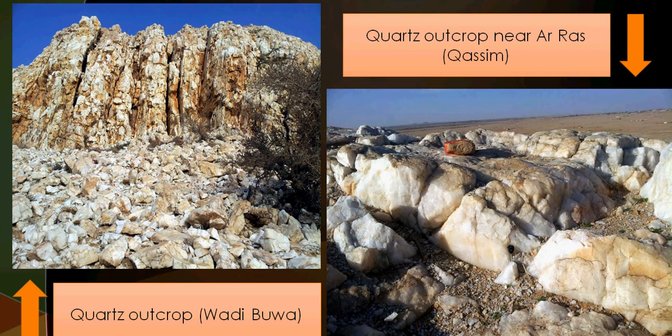This is another smaller body of quartz in Qasim area near Arras. Once again, it is a smaller body as compared to Wadi Bua. In our exploration, Wadi Bua was the biggest resource of quartz, about 750,000 ton, although it is not sufficient to produce silicon metal. On the right hand side is this quartz in Qasim area. It is much smaller than Wadi Bua quartz.